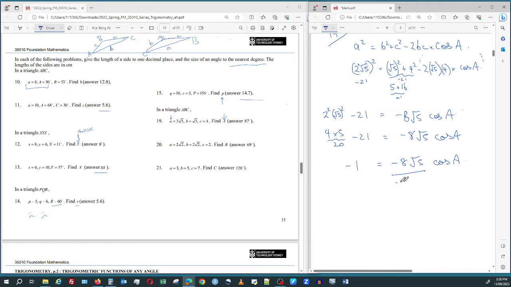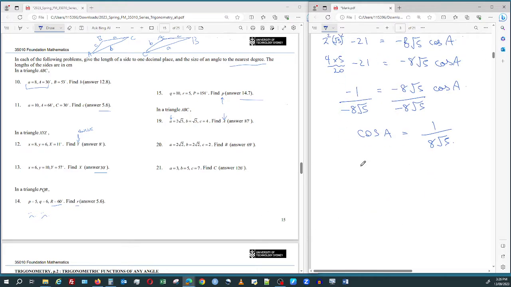So we're going to divide by this. So cos A is equal to 1 over 8 root 5. So how do we undo the cos? We go cos to the minus 1, arc cos. That's undo. What you do to one side, you do to the other. And so A is equal to whatever that says.